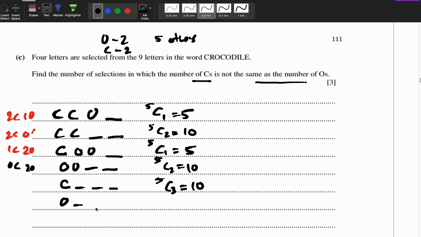And last one is 1O, no C. Okay, 1C, no O; 1O, no C. Okay, is it all correct? So the last one is also 5C3. So we're going to have another 10. Then after that, you have to calculate the total. If you sum up this, you're going to have 50. So write down 50 as answer.